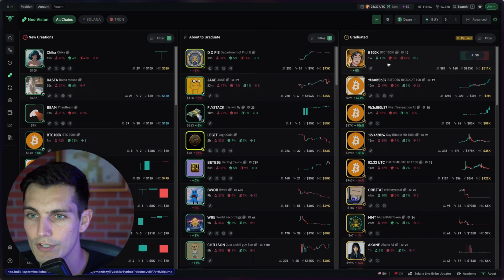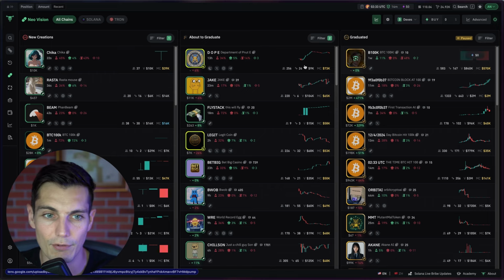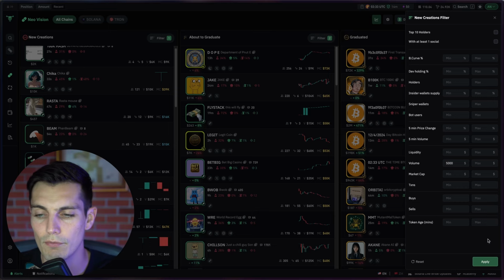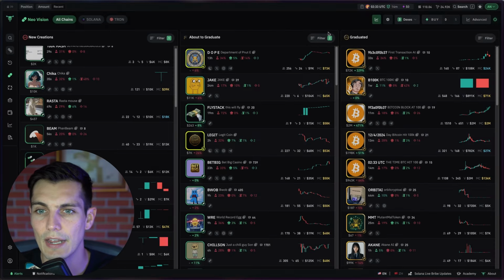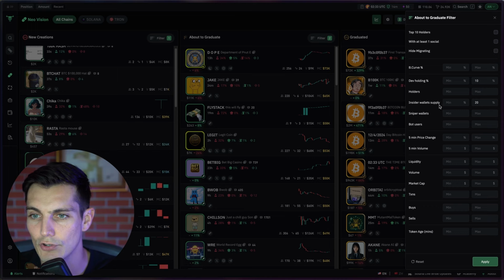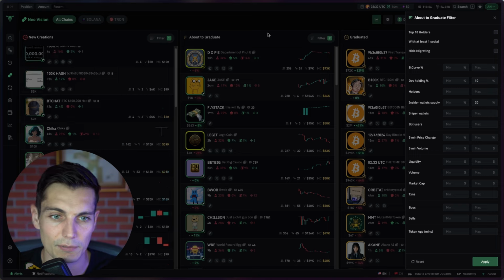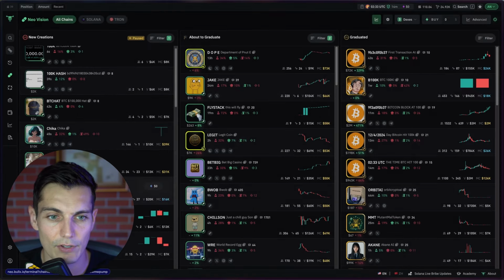Those are going crazy. Beacon block 100K, that's going to suck up all the liquidity. Look at that, 5 coins created around that, and then there are more being created now. For the filters, I use a simple filter here. Volume minimum 5,000. And then for this here, I like to put on about to graduate, insider supply maximum 20% and dev holding maximum 10%. That's usually how I do it.